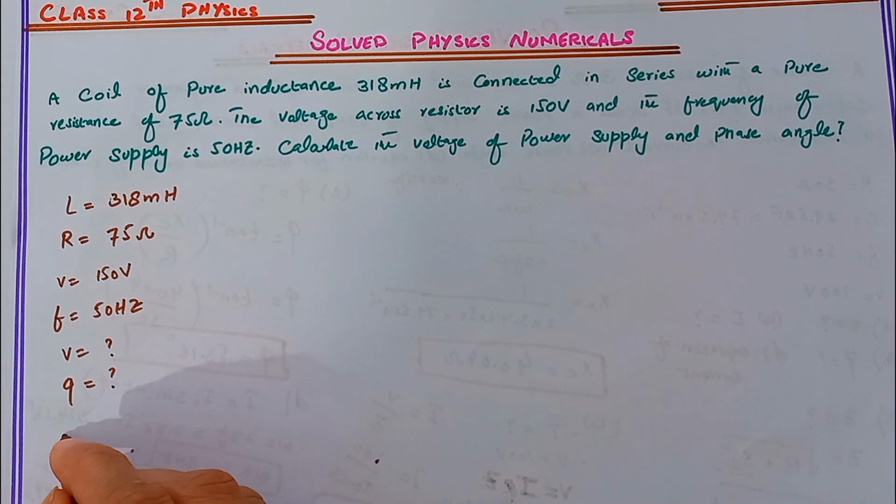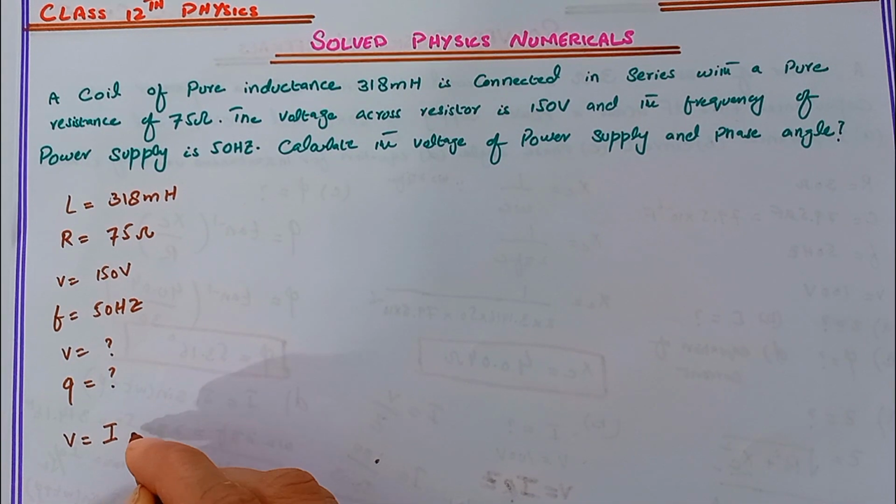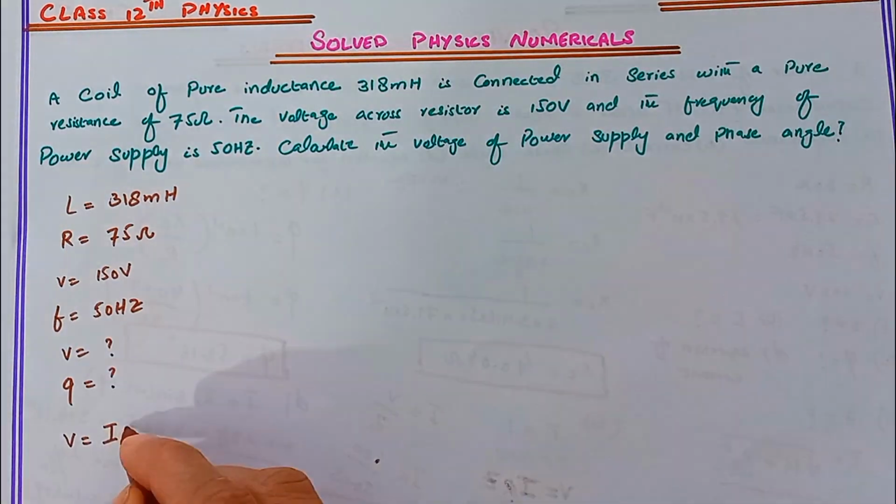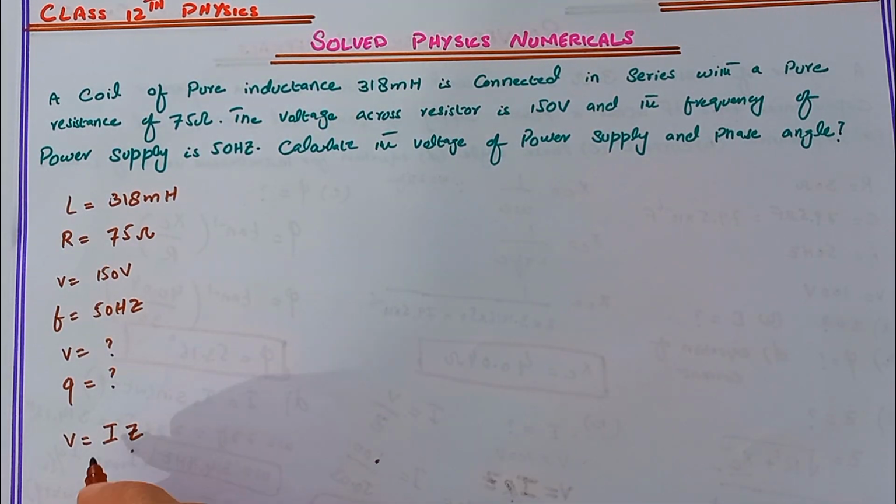So we find the voltage of the power supply by using the formula of Ohm's law, V is equal to IR. Here we use the combined resistance of the inductor and the resistance, which is denoted by Z. V is equal to IZ. So here we find the Z, then we find the V.